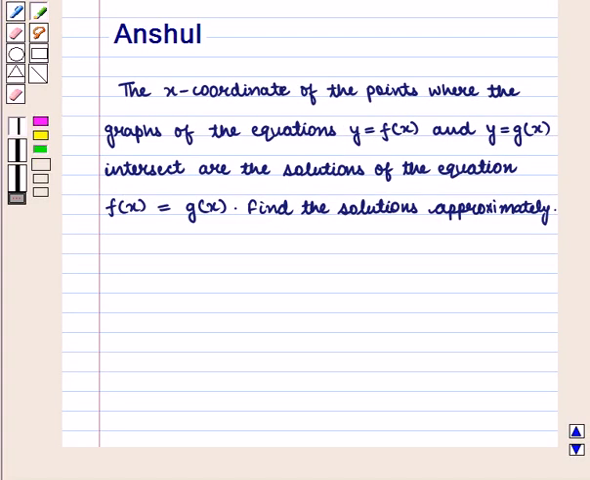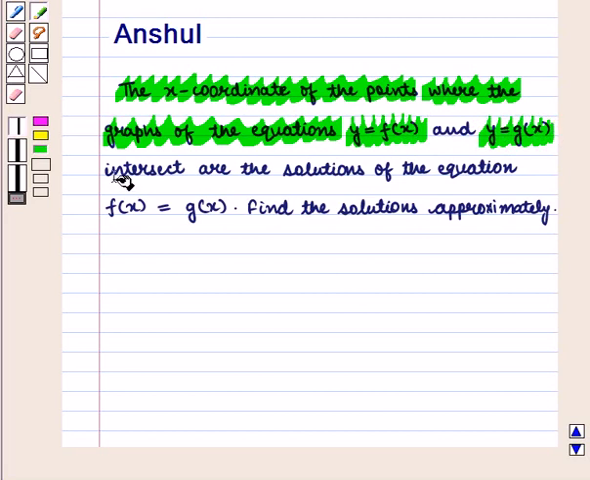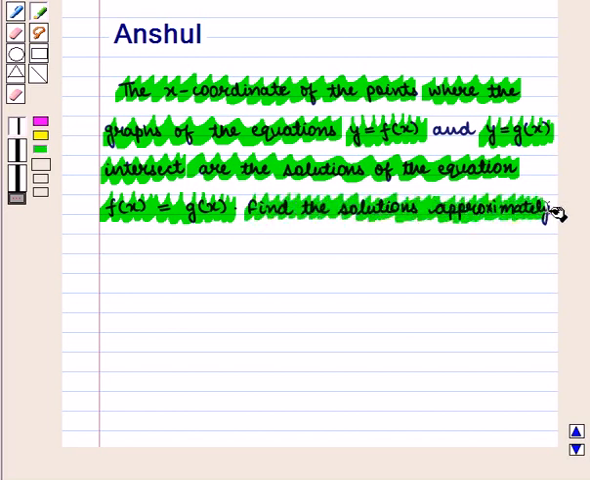In this session, we will discuss why the x coordinates of the points where the graphs of the equations y is equal to f of x and y is equal to g of x intersect are the solutions of the equation f of x is equal to g of x, and we will also discuss how to find solutions of a system of equations approximately using graphs.